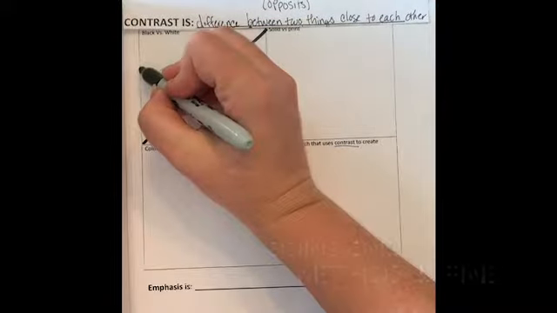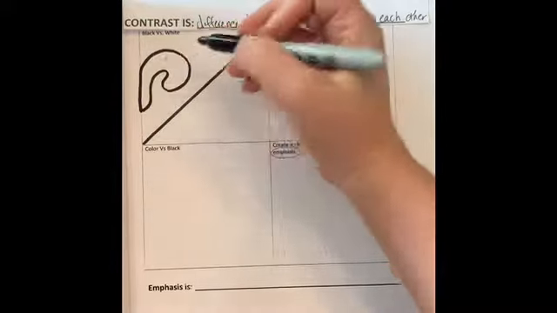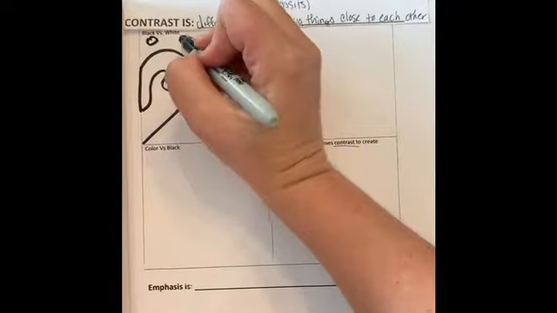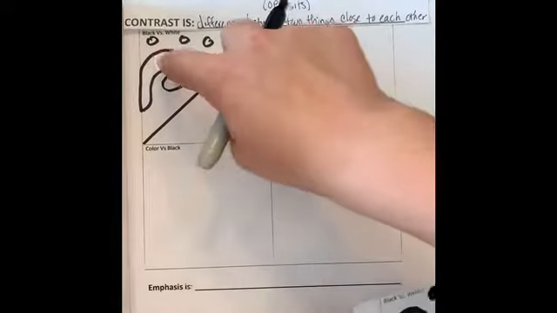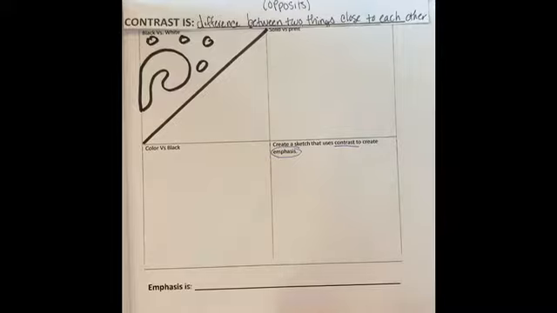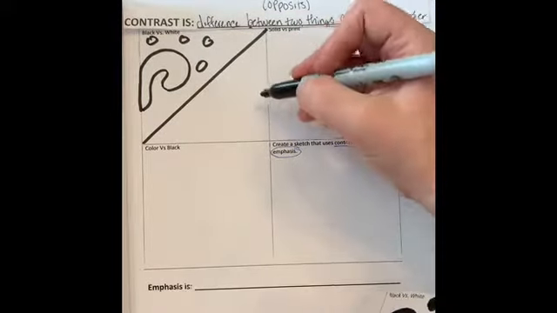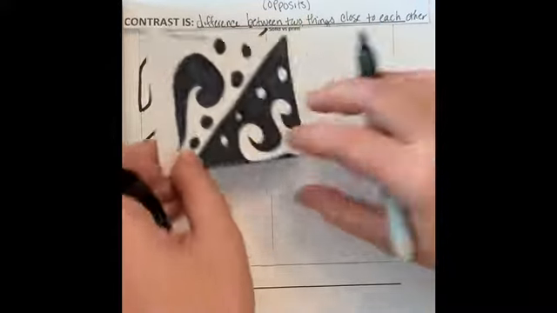So in this first space, I'm going to draw a black shape on a white background. When I color it in, you're going to see my shape is emphasized. Right now it doesn't have much contrast, so it's not really emphasized that much. And on this one, I'm going to draw a white shape on a black background.